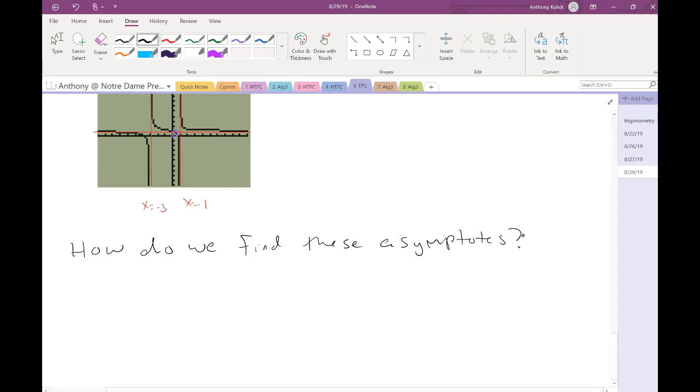So the question is, how do I find these asymptotes? What do I have to do here? Let's start with the vertical. So remember we had y equals (x squared plus 3x minus 3) over (x squared plus 2x minus 3) was the example problem we've been looking at here.